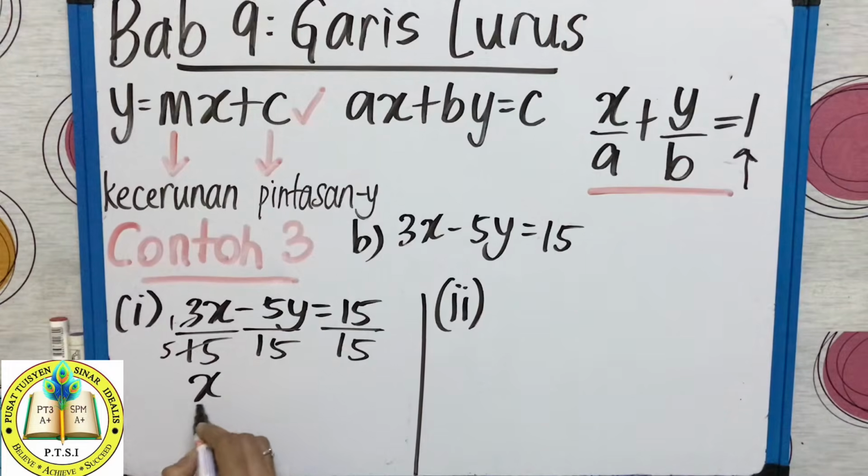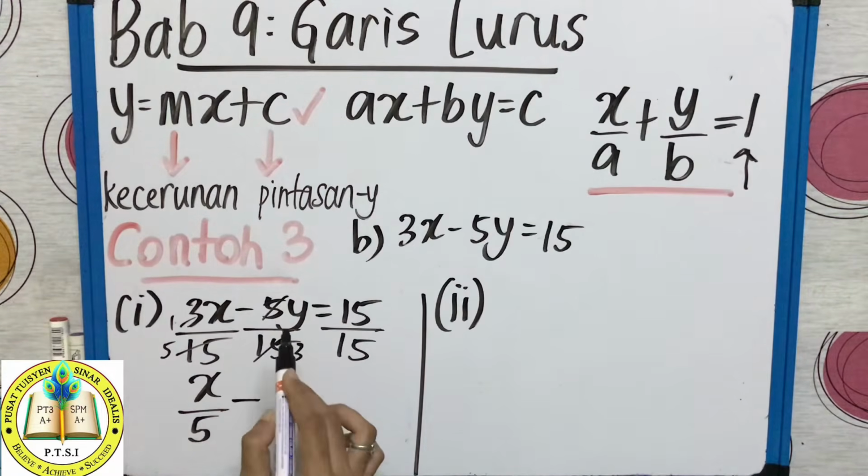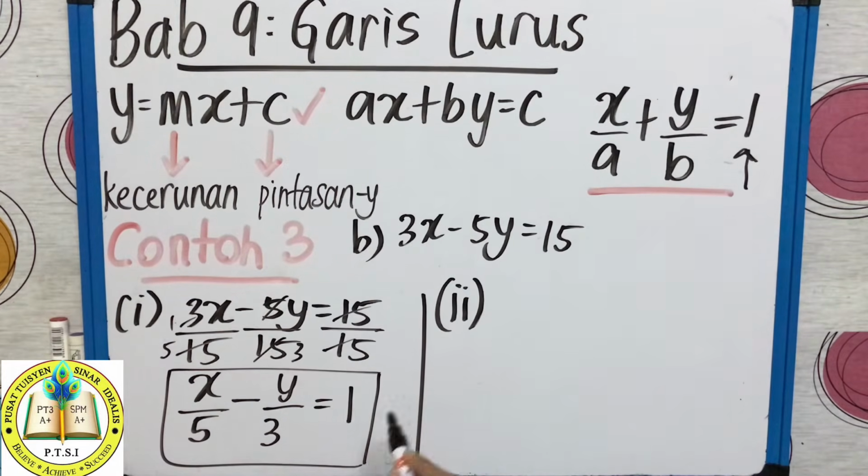So, what teacher say just now? Just put x over 5. 1 over 5, 1 you can put the x there. Tolak. 5 and 15 you cut, you get 3. 1 over 3y, so you can put y over 3. And the last one, 15 divided by 15, you cut, you get 1. So, sudah. x per 5 tolak y per 3 sama dengan 1. So, yang ini adalah dalam bentuk pecahan.